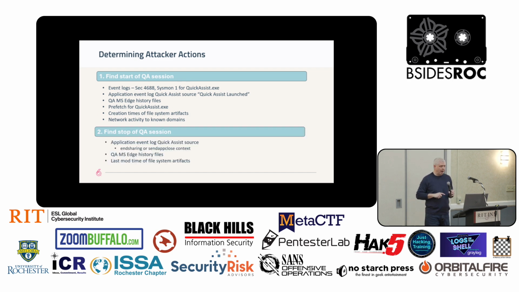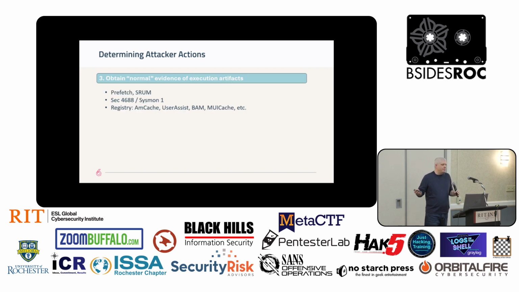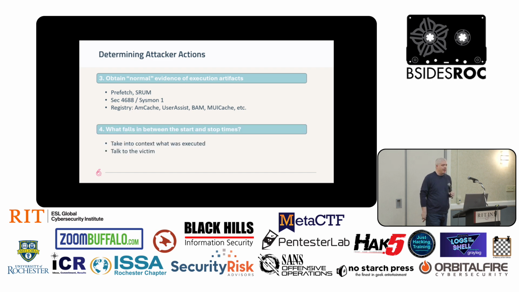Then we need to figure out when it stopped. We have this in the application event log, the history files. We can look at the last modification date of some file system artifacts. You can look at network activity and so on. From there, go back to the basics of forensics. Look for evidence of execution artifacts that occur between those times. We've got prefetch, we've got SRUM, we've got 4688 and Sysmon if they're turned on. There are multiple places in the registry, AmCache, UserAssist, and other places. There are lots of places we can look to see what was executed during those two time frames.